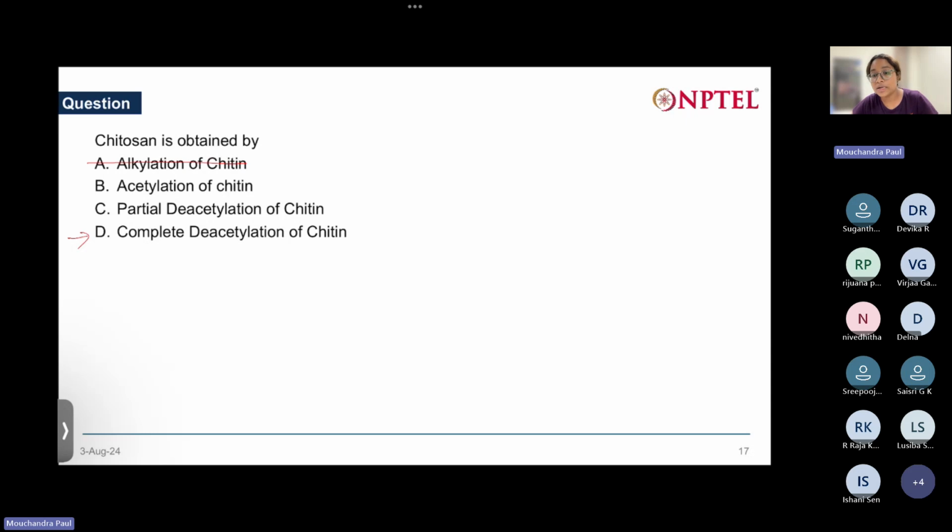But suppose we are doing deacetylation, will complete deacetylation of chitin give you chitosan? What is chitosan? How would you define chitosan? Is it crystalline in nature?